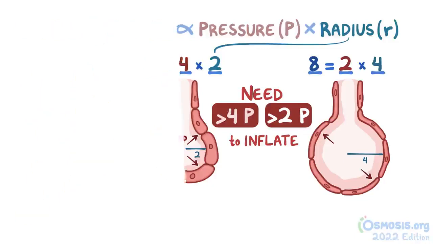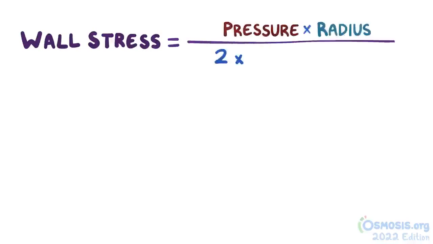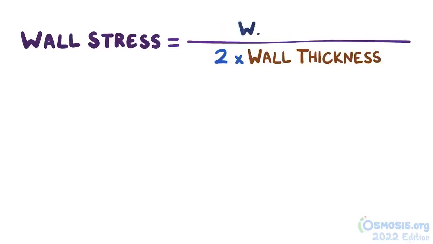Now a concept related to wall tension is wall stress, which uses a modified version of Laplace's law that factors in the thickness of the wall. The equation for wall stress is pressure times radius over 2 times the wall thickness. Based on this equation, wall stress is wall tension divided by 2 times the wall thickness. So the thicker the wall, the less wall stress.